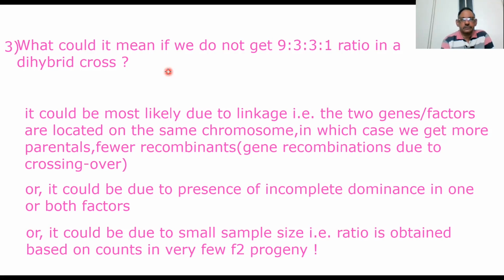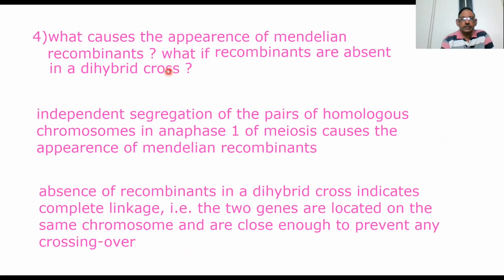And the last question. What causes the appearance of Mendelian recombinants? What if recombinants are absent in a dihybrid cross? Well, the first question first. There are two parts in the question. I will answer the first part first. What causes the appearance of Mendelian recombinants? I told you already, of the four phenotypes, two phenotypes are Mendelian recombinants, the 3 and 3 are Mendelian recombinants. What is the cause for the appearance of these Mendelian recombinants?